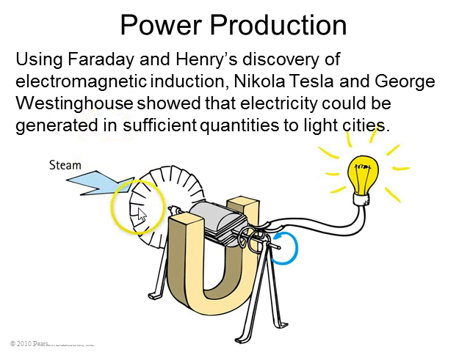And so using this theory of electromagnetic induction, people like Tesla and Westinghouse showed that with steam engines you could generate sufficient amount of electricity to power entire cities. This is how electricity became popular in the early 20th century.